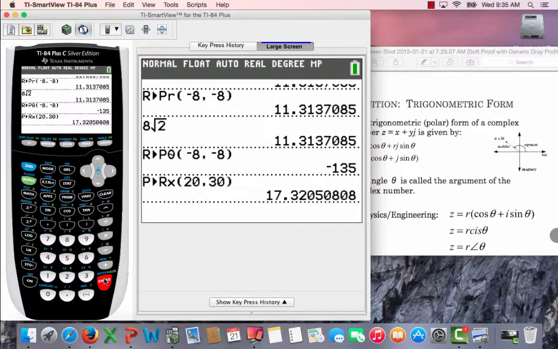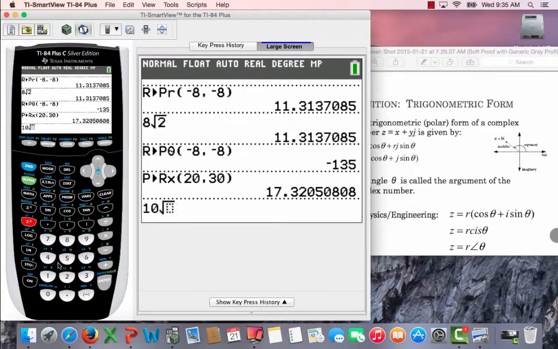And it tells me it's 17.32. And when I did the math, I had 10 square root of 3. So let me check to show you the values right there.